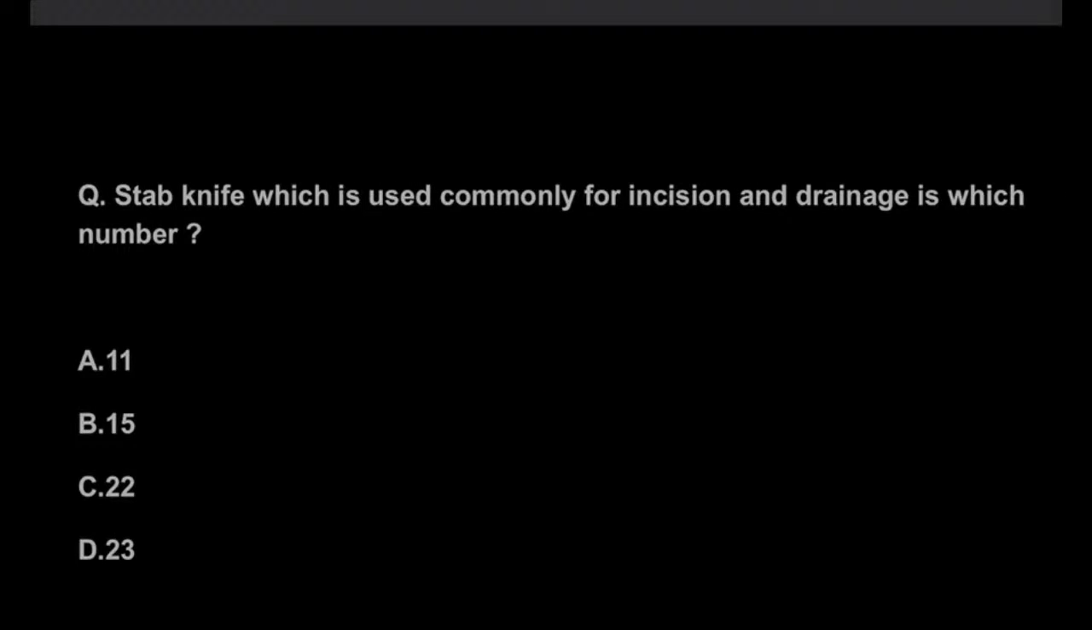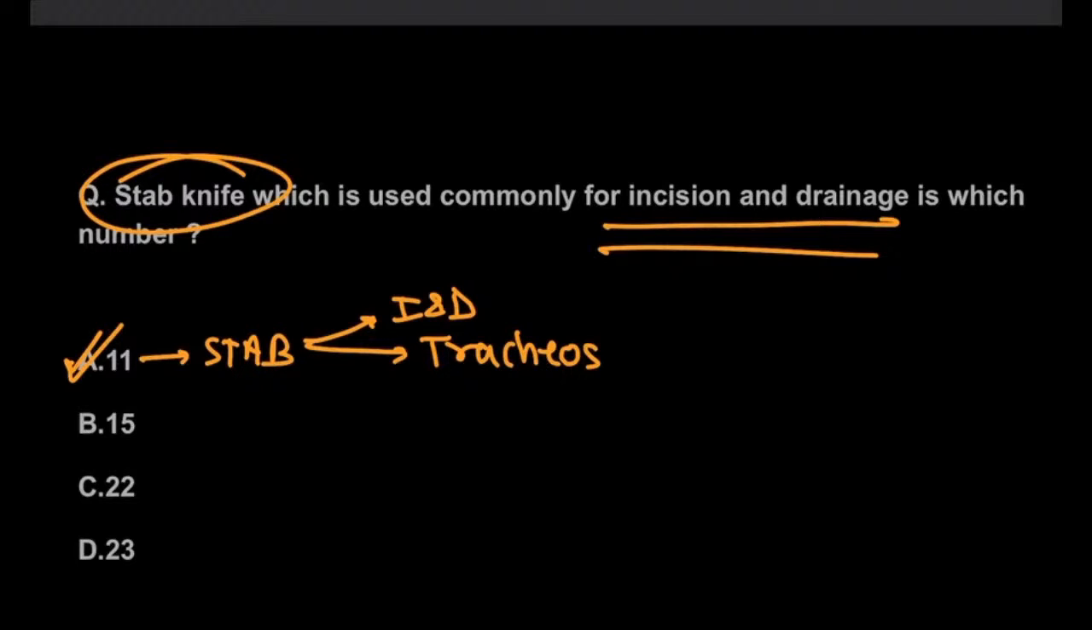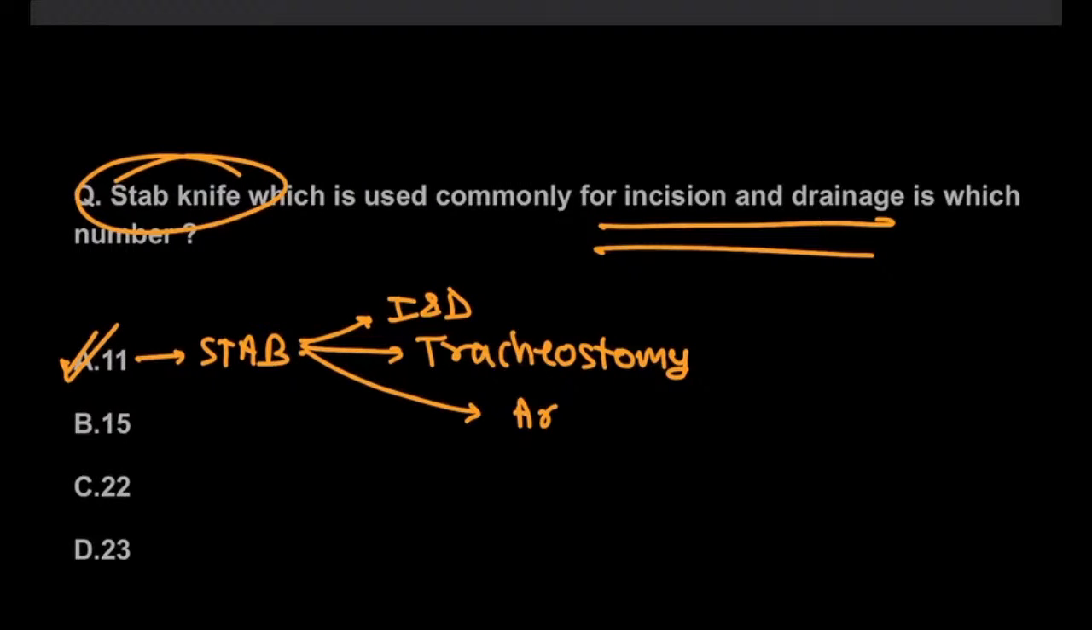Now, pretty simple. The stab knife, which is a basic question of general surgery, is used for incision and drainage. So what is the number of this particular knife? This is surgical blade 11. Please understand this. Stab knife is surgical blade 11. It is used for incision and drainage, for tracheostomy, and also for arteriotomy. Please remember this, guys. These are the important indications of a stab knife, the places where we use it.